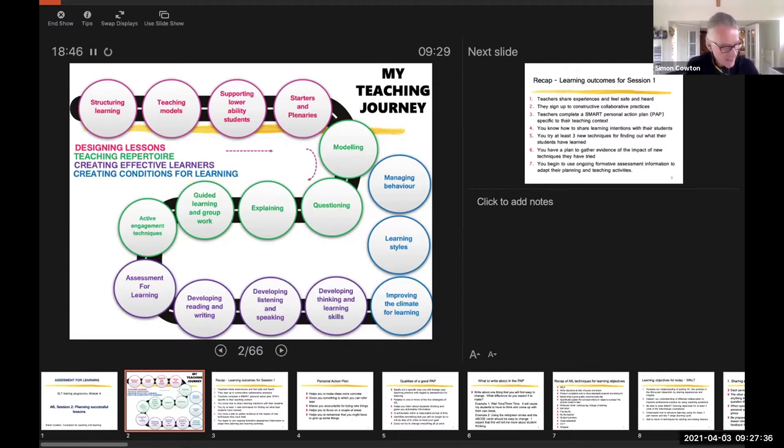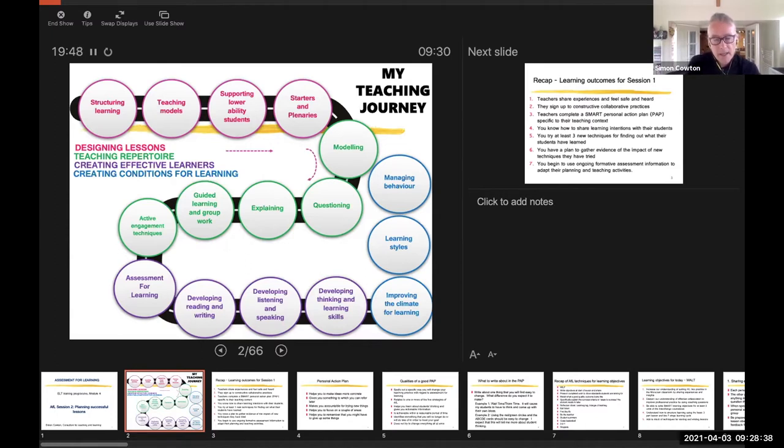The third category I use when thinking about the knowledge, skills and understanding that you need as a teacher is what I'm calling creating effective learners. Now, this area is all about the techniques and skills you need to develop independent learners. And you'll see that assessment for learning, which is the first of the purple circles, is the first step on that journey, which is why I'm focusing on it, because when I was reading your reflections in the Google Drive, quite a few people expressed a desire to have their students develop independent learning skills. So it's a key thing.